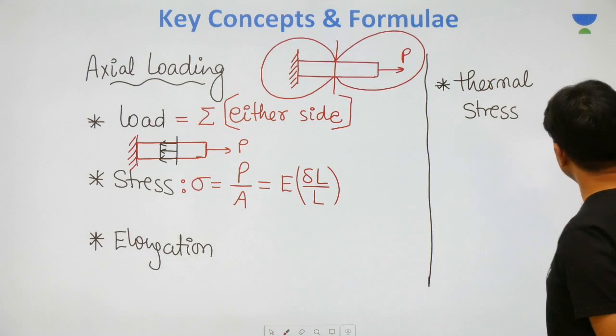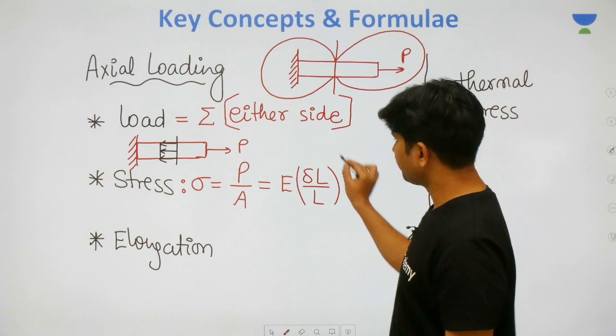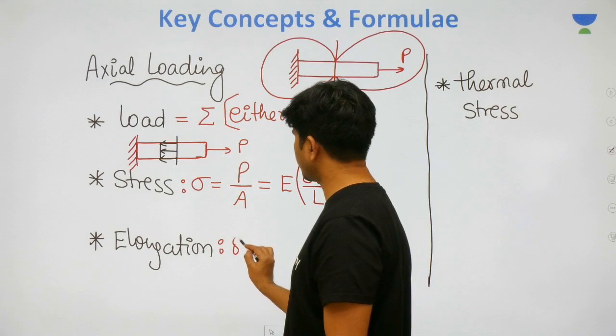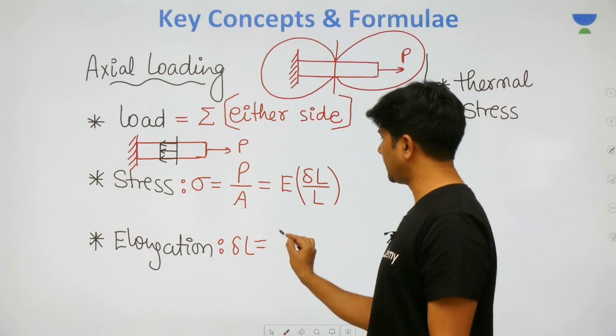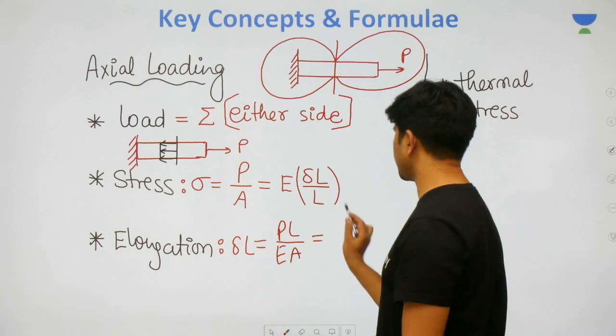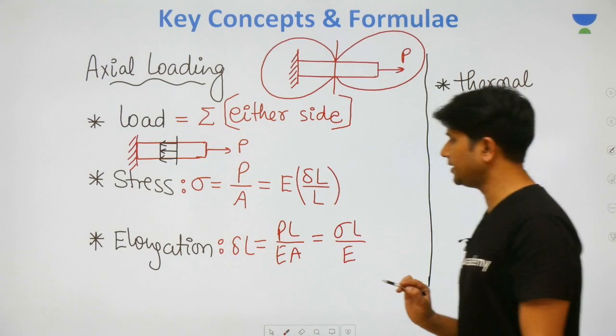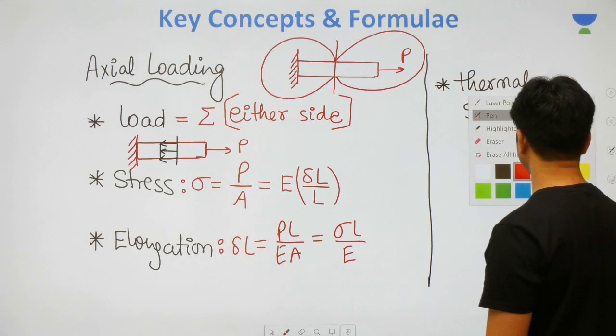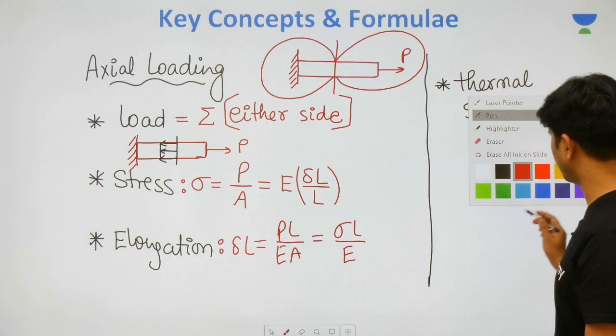Now let us talk about elongation. How do you calculate the elongation values? If you compare the second and third parts, you can write elongation delta L as P into L divided by EA. And if you compare the first and third parts, then you can write delta L as sigma into L divided by E. So this is very simple, and please do memorize this, because they have asked a number of problems based on this.